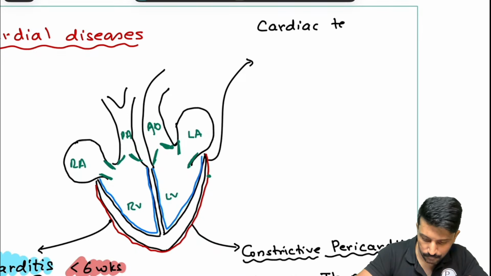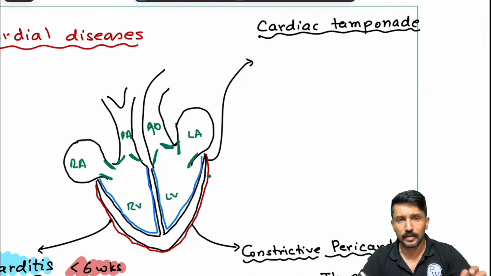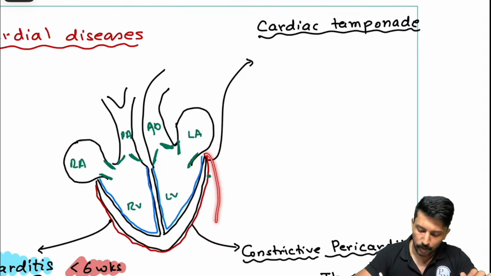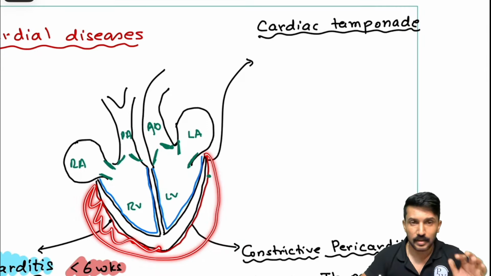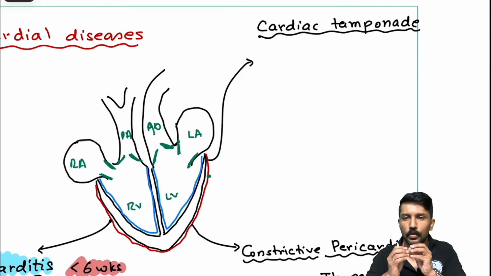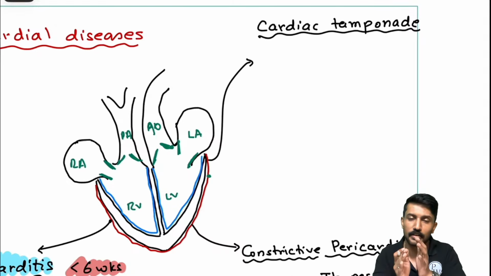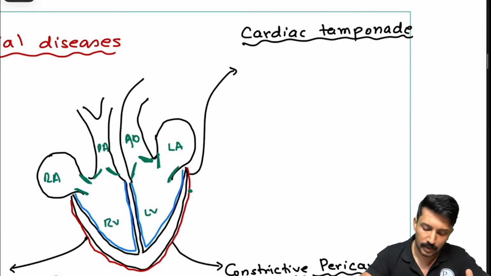So cardiac tamponade, I think all of you know. What is cardiac tamponade? Cardiac tamponade is collection of massive amount of fluid in the pericardial space causing collapse of the right ventricle. Till the right ventricle is collapsed, we will not call it cardiac tamponade. We will only call it pericardial effusion. If it is blood, hemopericardium. Only when the right ventricle gets collapsed, we will call it cardiac tamponade.